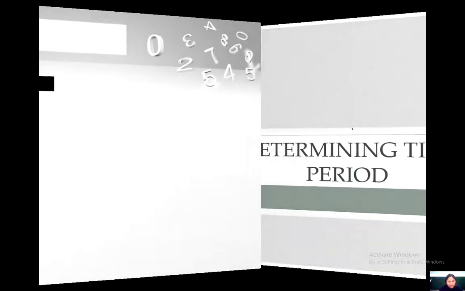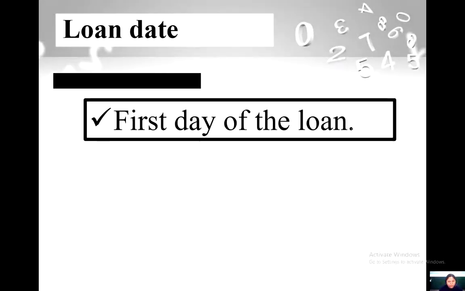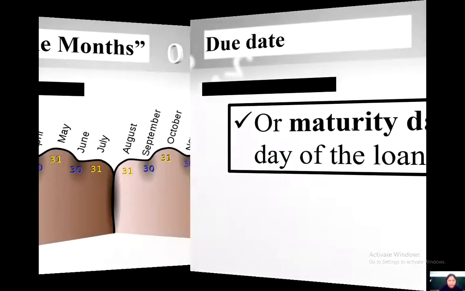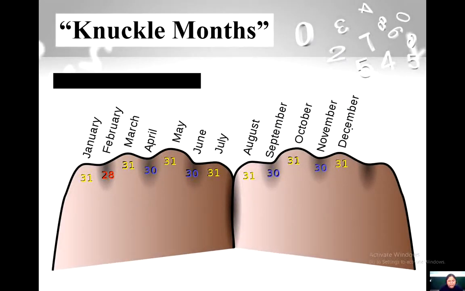So first, let's define terms. Loan date. When we say loan date, it is the first day of the loan. Next, when we say due date, it is the maturity date or the last day of the loan. So when we say knuckle months, these are our guide to determine the number of days of the month in the year.